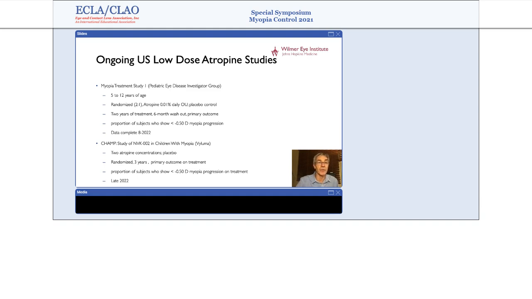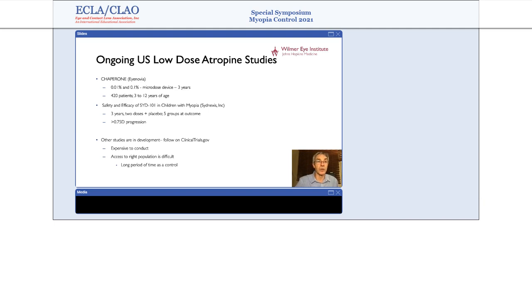CHAMP is a study of Nevakar's drug NVK002, also in children with myopia. They're testing 2 low-dose atropine concentrations, placebo control. Because it's for labeling, they're going for a randomization for 3 years with the primary outcome on treatment. And they similarly have a primary outcome of the proportion of subjects who show less than -0.50 diopters of myopia progression on treatment, and also expect results in late 2022 with an application to the FDA soon thereafter.